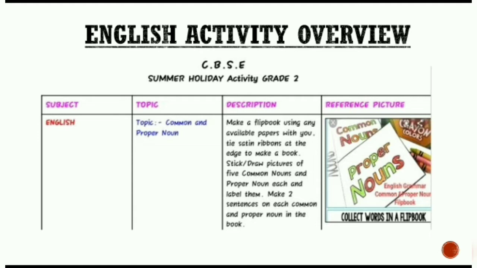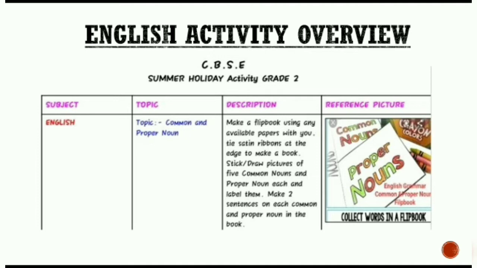So in this activity we have to stick images, or we can also draw them on papers. There should be 5 images for common nouns and 5 images for proper nouns. That means there will be 10 images in total with 20 sentences, like 2 sentences on each example. Let's see how we can do this.